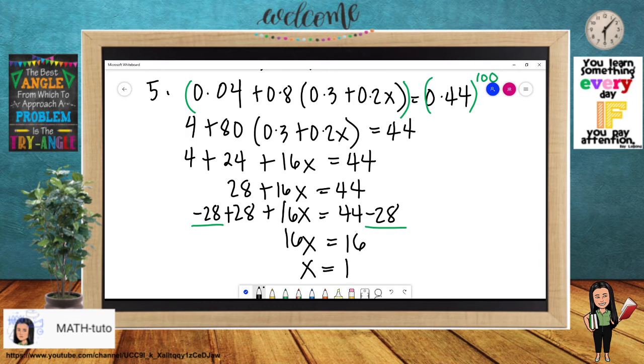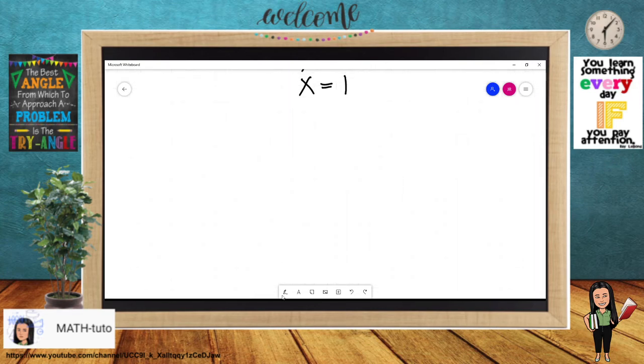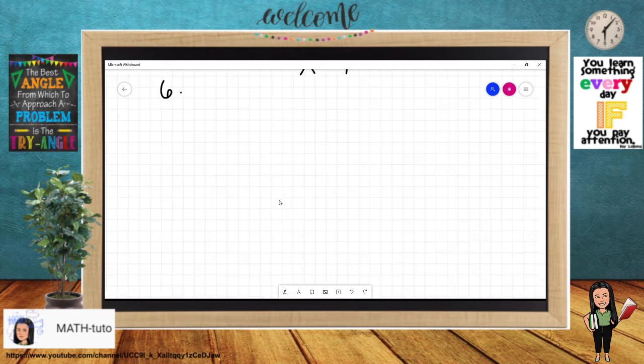Okay? Of course, if you want to check, you can substitute it here. Pag ito yung naging answer, edi tama yung solution nyo. Tama yung value ng variable. Okay? Next. Sige, isa pang example. Siguro, this can be our last example.